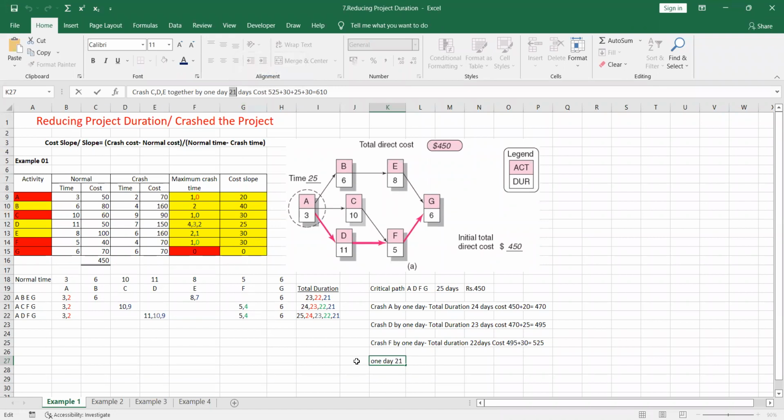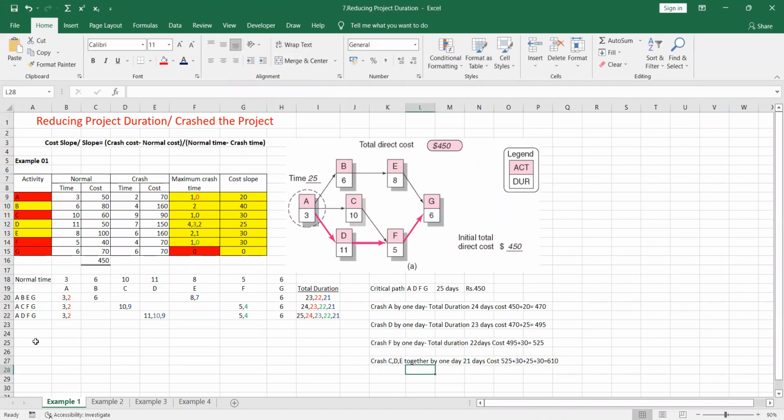Right? So now I am going to make a very small thing for you. Right? So I am writing down the project duration.